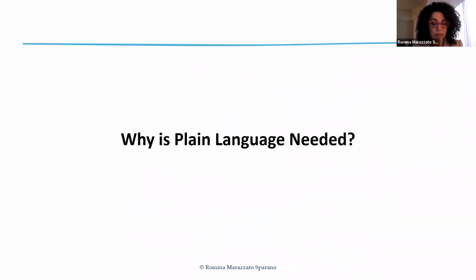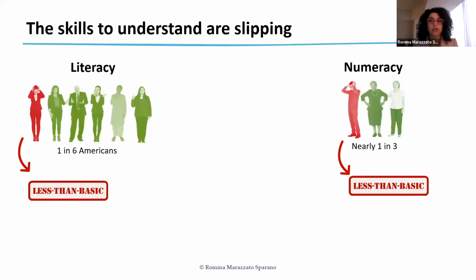So why do we need plain language? What is this clarity in communication doing for us? One huge aspect is that skills are slipping, and we see literacy and numeracy dropping in many surveys from the OECD to the North American adult surveys for competencies. So we really need clarity.